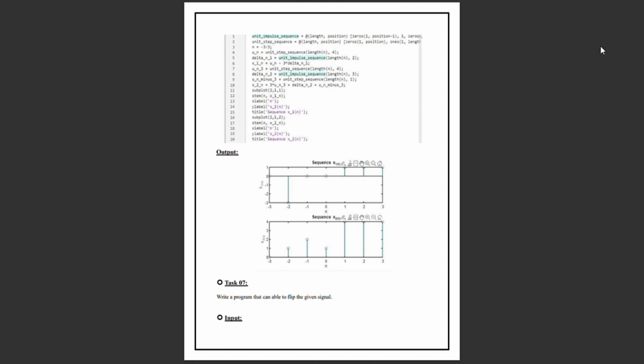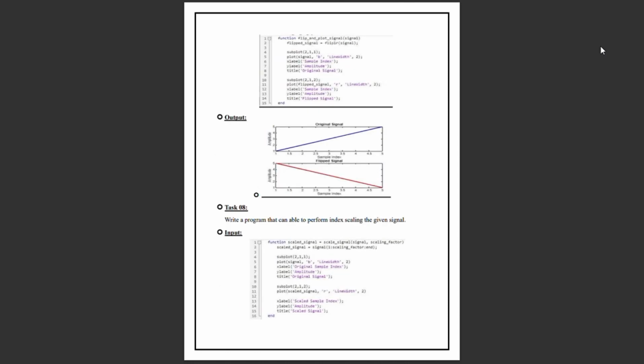Moving forward towards task 7, you can see: write a program that is able to flip the given signal. In the input image, you can see the MATLAB code, and in the output image you can see the original signal and the flipped signal.